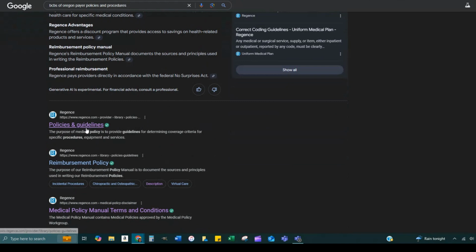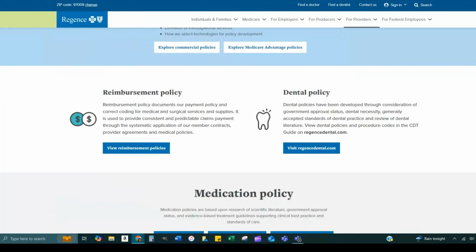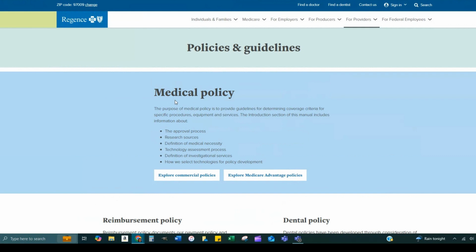You can see I already clicked on it because I wanted to check it out. They also have the reimbursement policy right here, which is under the policy and guidelines. So I'm just going to click on this and it brings me to this home page. Now, when I came on here before I started recording, it asked me my zip code, so I went ahead and put in my zip code. It made me select the correct county and it brought it up for me. You can see I did not need to log into anything.